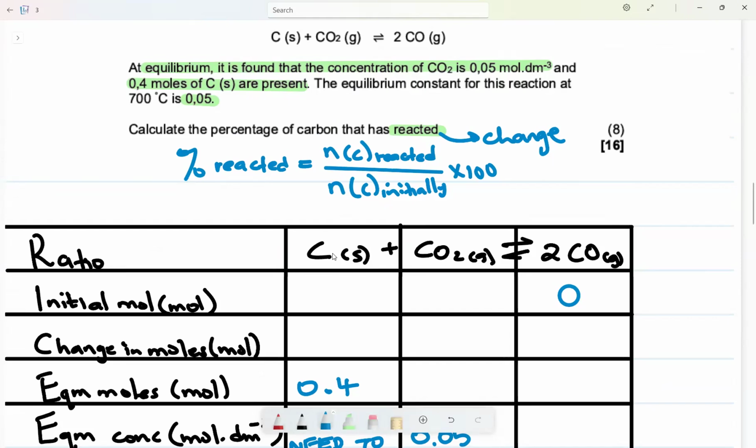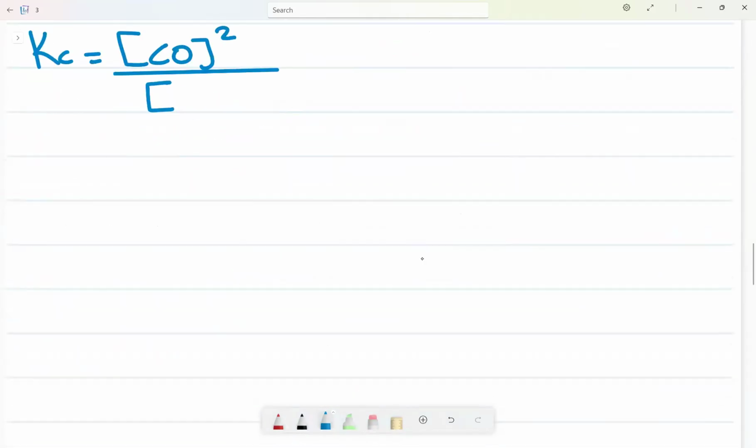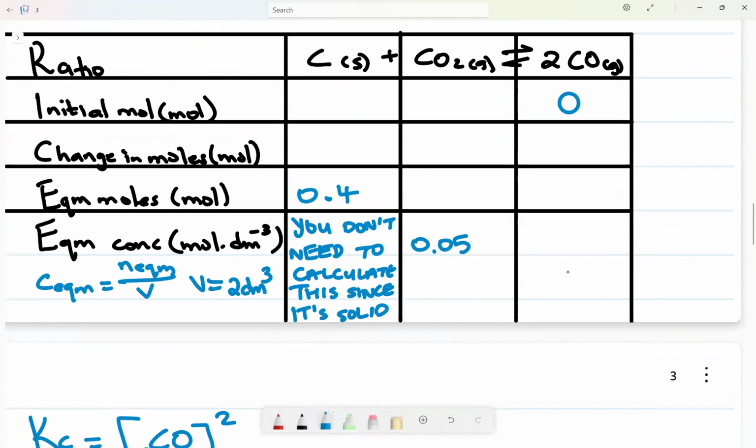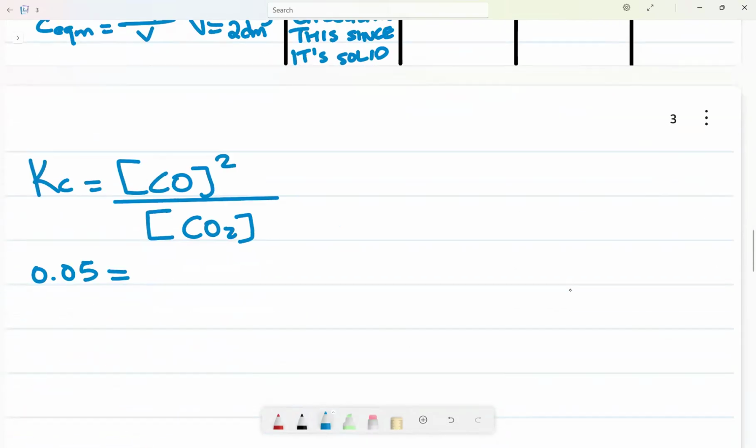Remember, in the equilibrium constant, I add only gases or aqueous species. So I only have CO2 there, done. And Kc is given as 0.05. I want the concentration of CO, which I still square, divided by the concentration of CO2, which is given as 0.05. Can you see that?